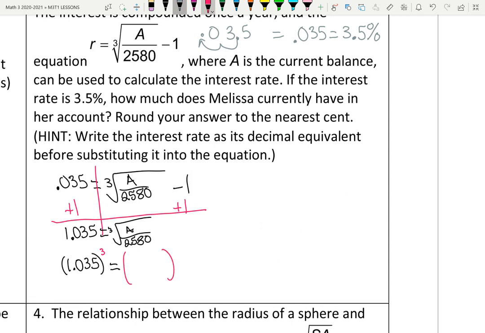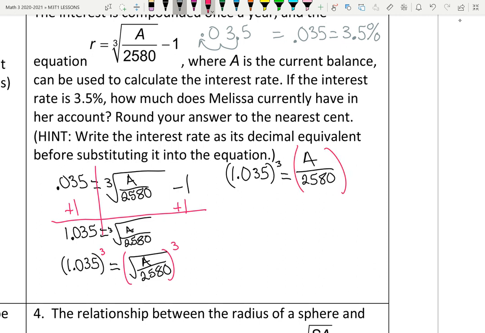I'm going to raise this guy to the third power. It's going to be A over 2,580. This is going to lead me to have 1.035 to the third power being equal to A over 2,580. My final step is to get rid of the denominator. To get rid of the denominator, I'm going to multiply both sides by said denominator.